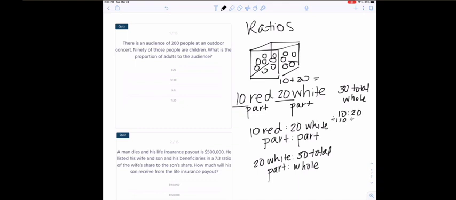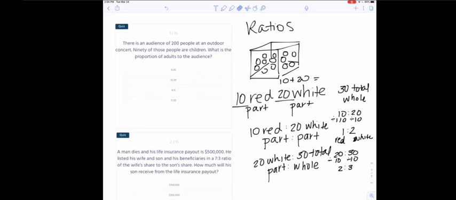So here, 10 to 20, we're going to divide by 10 because both sides can be divided by 10. 10 divided by 10 is 1. 20 divided by 10 is 2. So the ratio is 1 red for every 2 white. That means that when we take out 3 marbles, 1 of them will be red and 2 of them will be white. Here, we would do the same thing. 20 to 30, divided by 10. This is 2 to 3. For every 2 white marbles, there are 3 marbles in total.